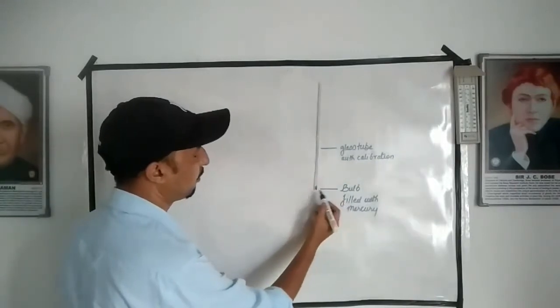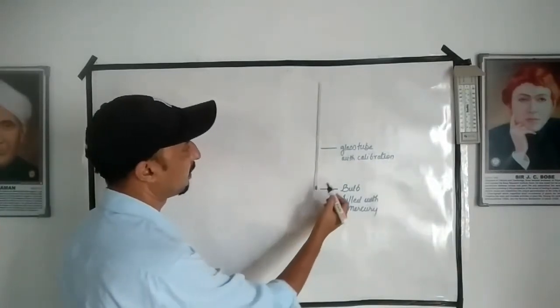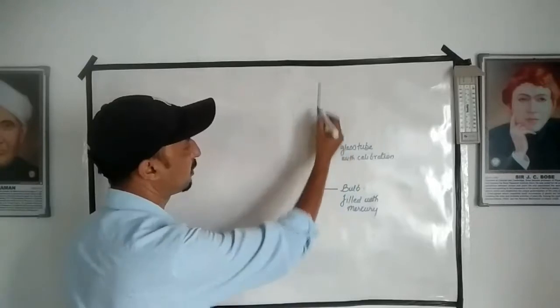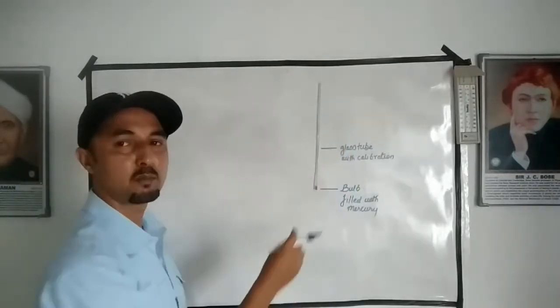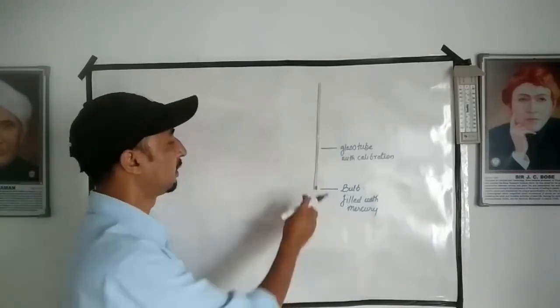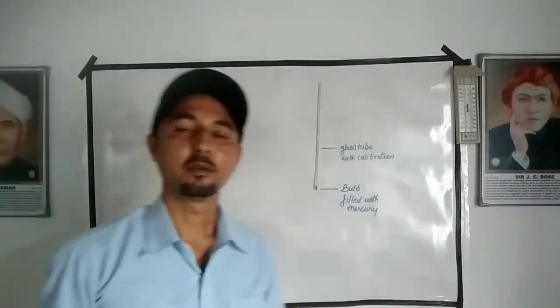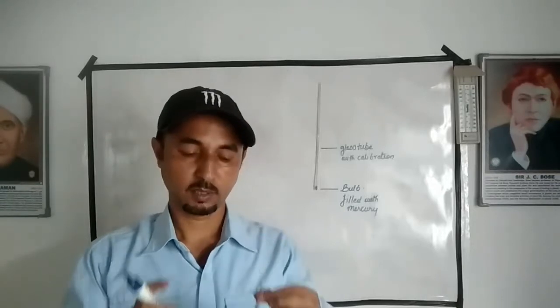So this is the bulb, the lower end, and this is the glass tube in case of a laboratory thermometer. However, in laboratory thermometer, sometimes the bulb is also filled with alcohol.